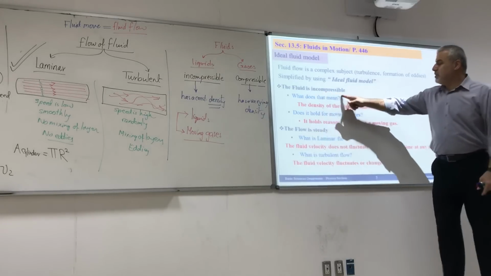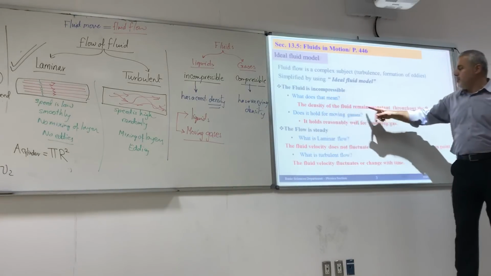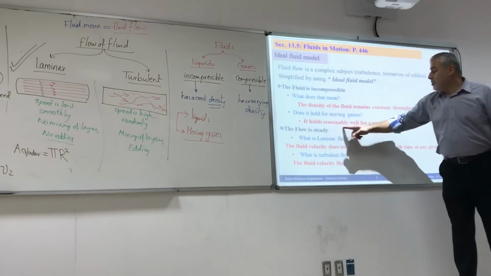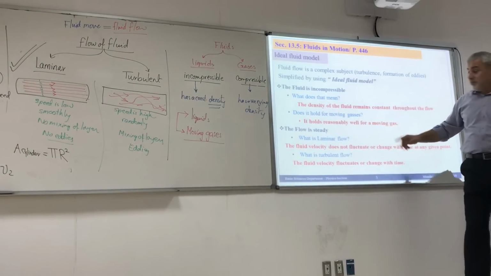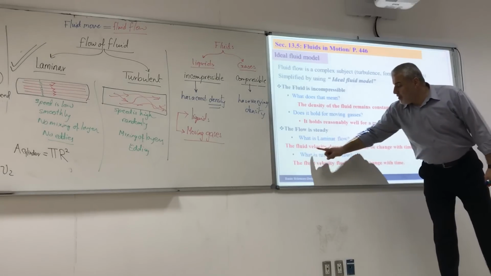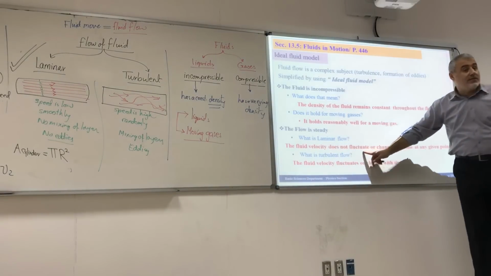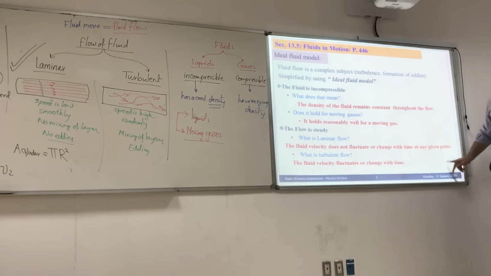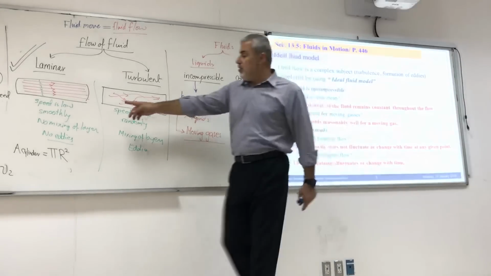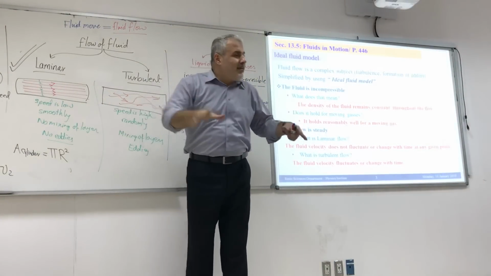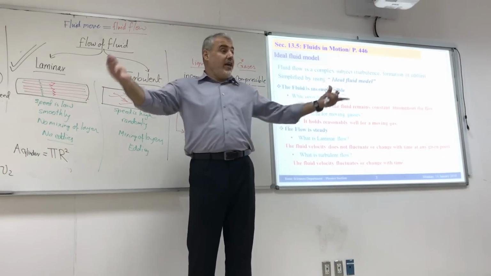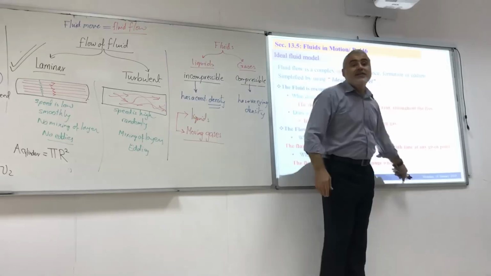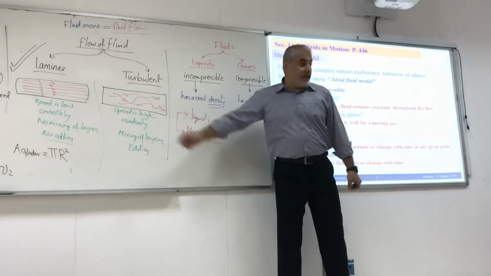Let's proceed. What does it mean that the fluid is incompressible? We say that the density of the fluid remains constant. Now, it holds also for moving gases. Laminar flow: the fluid velocity does not fluctuate or change with time at any given point. We say that the flow is slow and smooth. There is no change, no loud change in it. Now, here the fluid velocity fluctuates or changes with time. This is random, as we mentioned here.